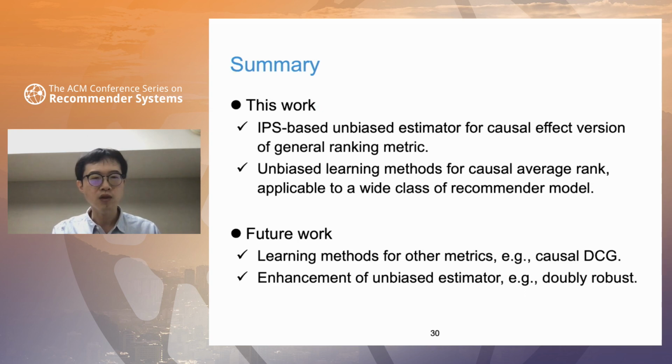So as a summary, we propose an IPS-based unbiased estimator for the causal effect version of generic ranking metrics. And we developed an unbiased learning method for causal average rank that is applicable to a wide class of recommender models. For future work, learning methods for other metrics could be developed, and enhancement of the unbiased estimator is possible by using doubly robust. So that's all. Thank you for your attention.